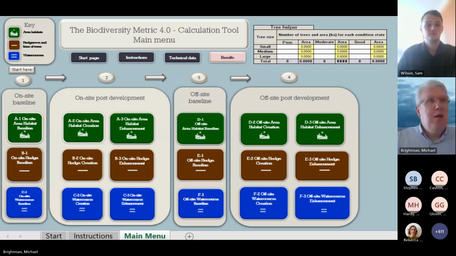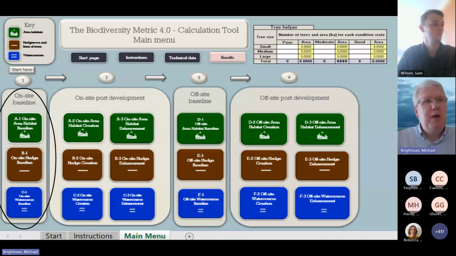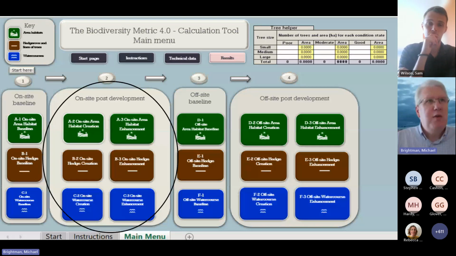And what the assessor will do when they're completing the metric is they will first of all click on one of these tabs here. That will take them inside the metric to allow them to enter the habitat parcels in terms of size, condition, distinctiveness, and strategic significance. Once they've entered all their habitat parcels, they'll then do a second calculation of the on-site post-development. That will include habitats that are lost, those that are retained, and those that are enhanced.